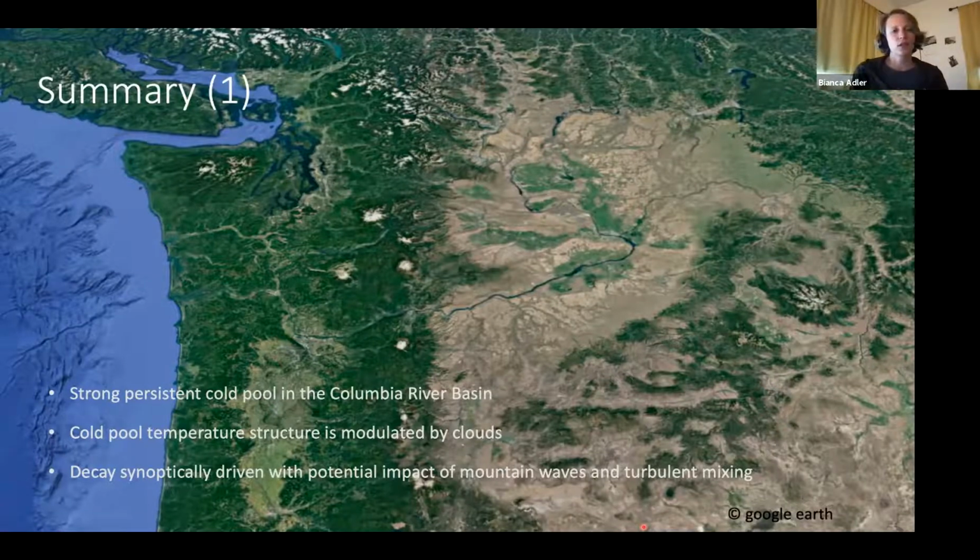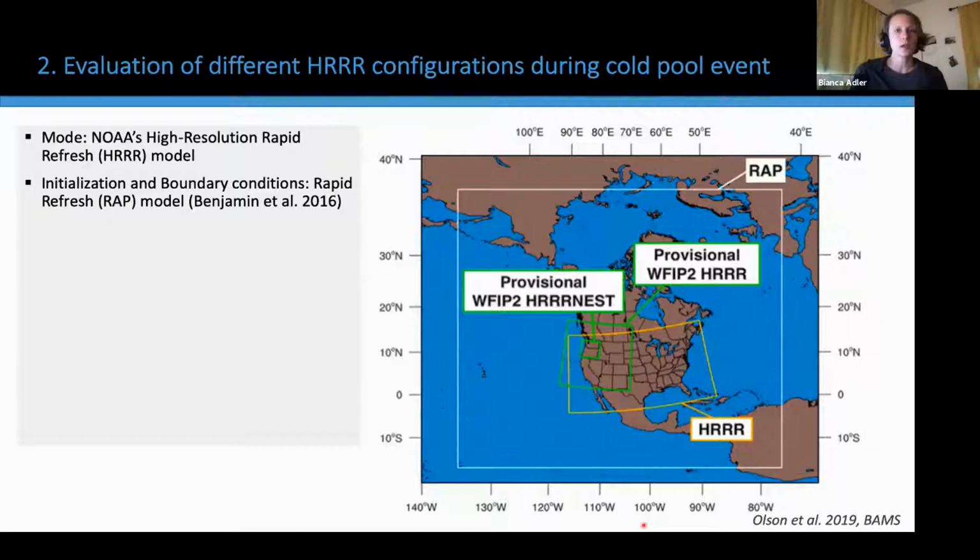So the question is now, how well do the models do in capturing this persistent cold pool event? And to investigate that, we are evaluating different configurations of the HRRR model for this specific cold pool event. The operational HRRR, as it's run by NCEP, uses this orange box here, encompassing the whole CONUS.